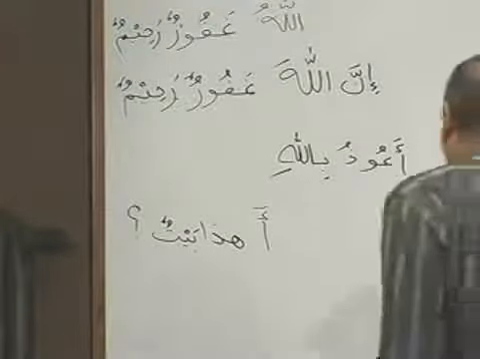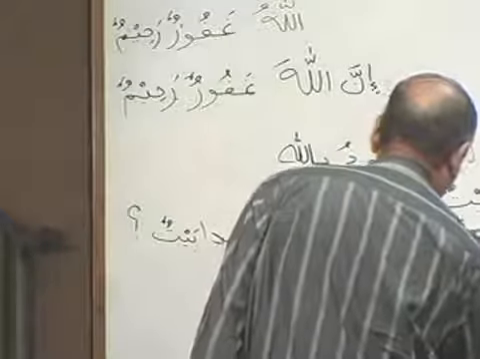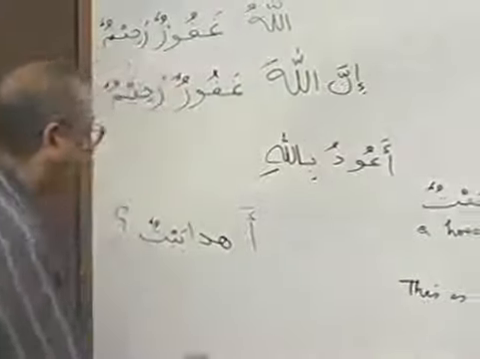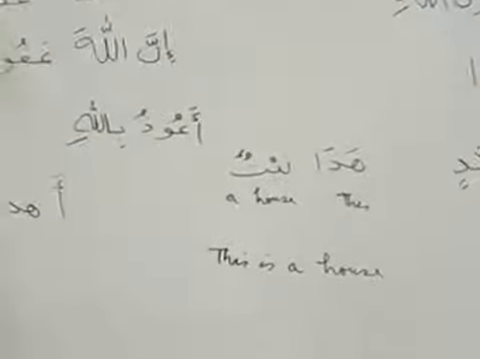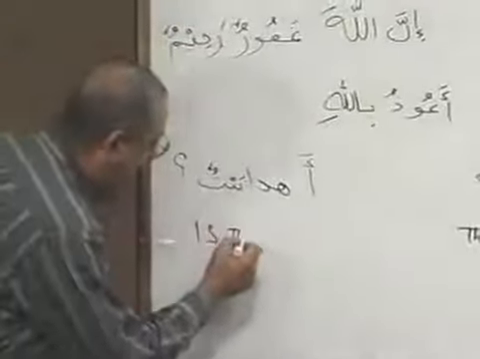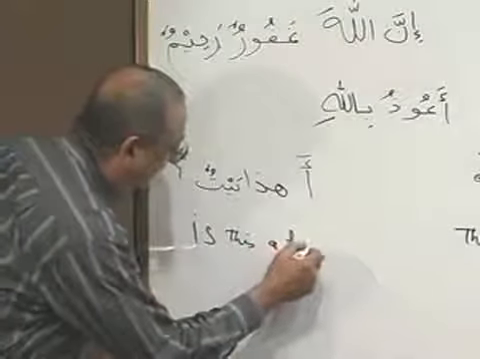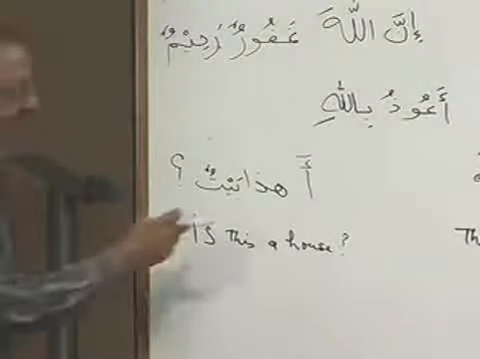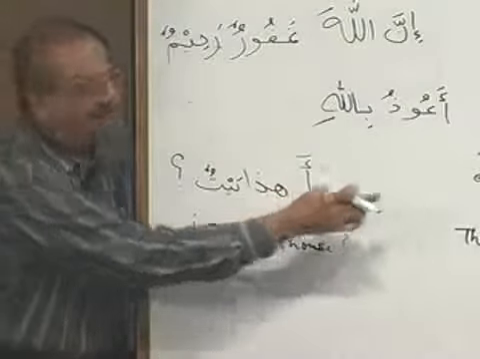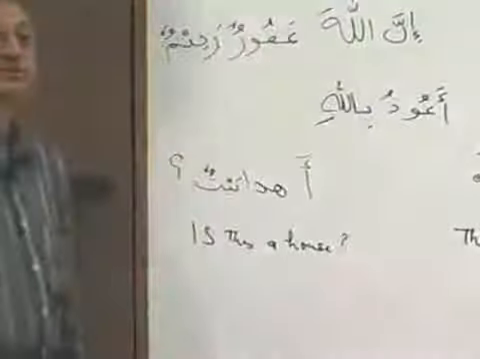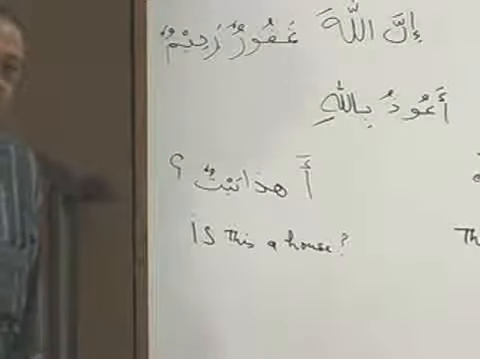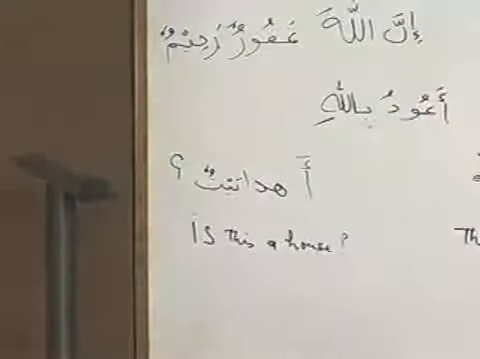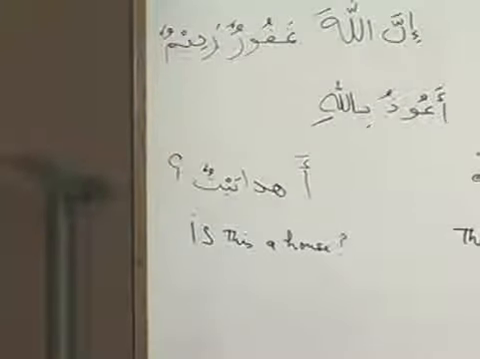Let me write down properly. This is a house. Okay, brother and sister, this is a house. How about here? Is this a house? Is this a house? So putting Hamza in front of a statement, brother, changes it into a question. Are you with me? No other changes. Just by putting Hamza in front of a sentence, you change it into a question. Are you with me, brothers?